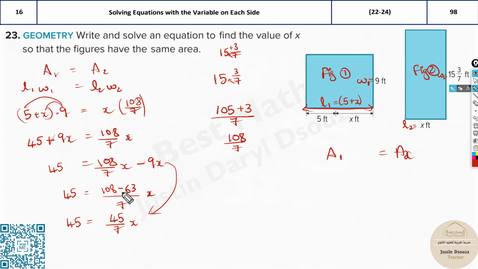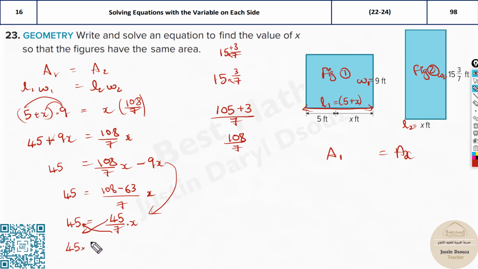Now here, how would you solve? See, this is multiplied, not plus or minus. There is no plus or minus. This is multiplied. What happens when it's multiplied? Whatever is in the denominator goes up and up goes down, isn't it? So it will be 45 multiplied by what?